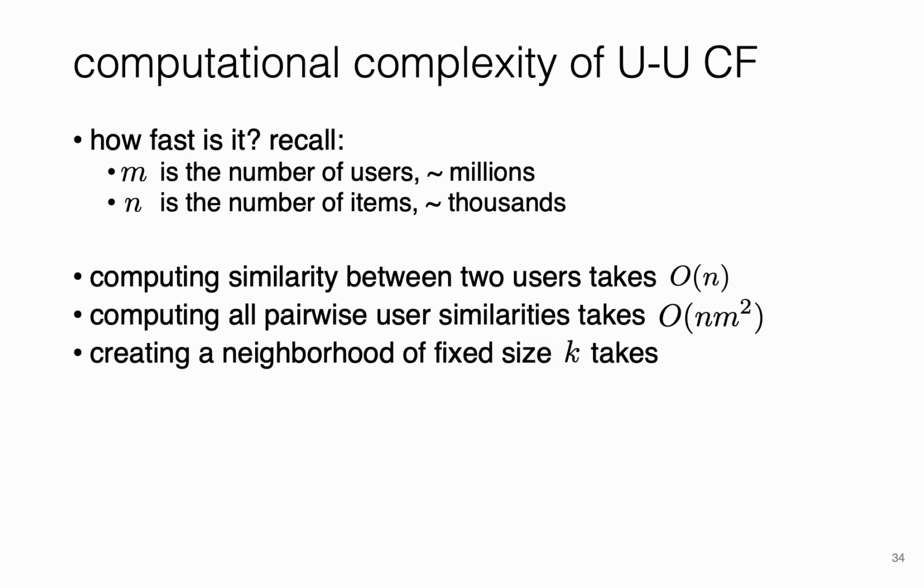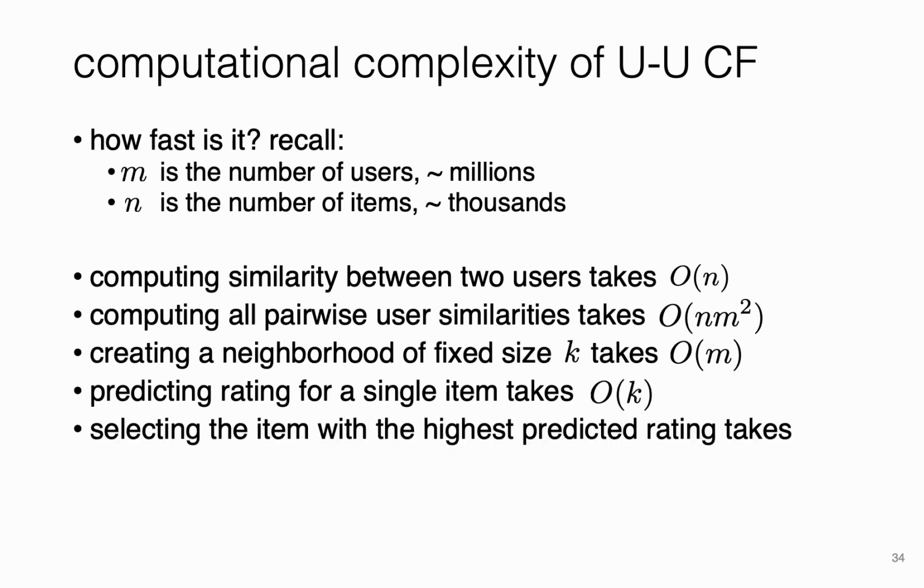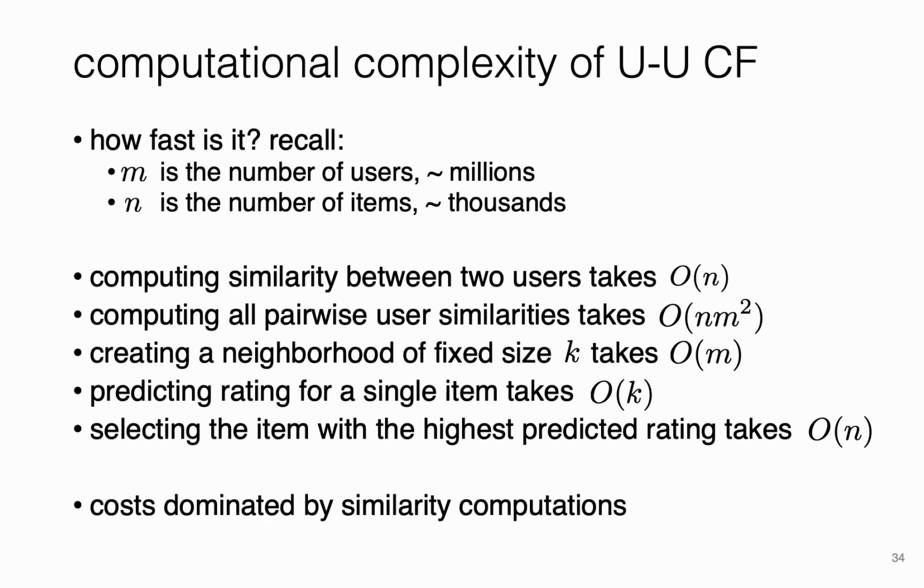Creating a fixed size neighborhood takes order m time. Rating prediction, given the neighborhood and the similarities, is linear on the neighborhood size k. And finding the item with the highest predicted rating is linear in the number of items n. So the most expensive operation is computing user similarities.